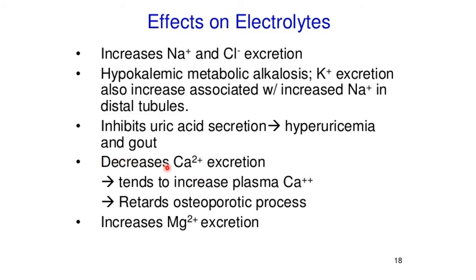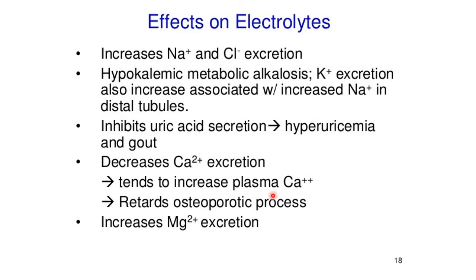Thiazide diuretics decrease calcium excretion. I have told you that due to the sodium chloride importer, there is a positive potential. This positive potential, a positive gradient, attracts the calcium from the lumen of the urine into the cell, and then this calcium goes into the blood. But when you are using thiazide diuretics, they are going to inhibit the sodium chloride importer, so there will be no positive potential to attract the calcium, so calcium will be lost in the urine.